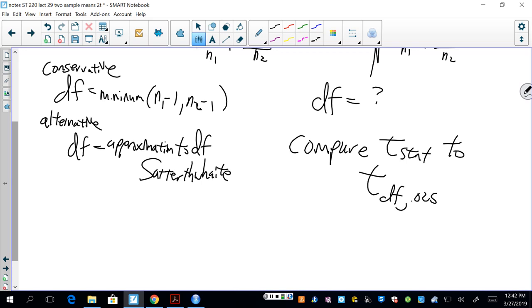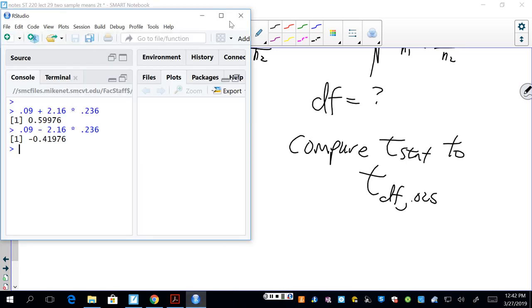So it often makes a little bit of difference in that. So let's look at what we get.